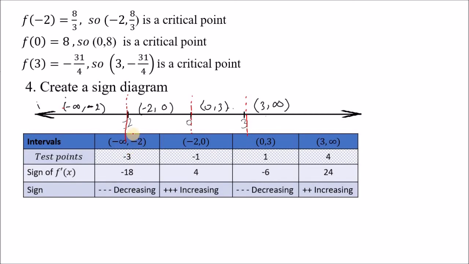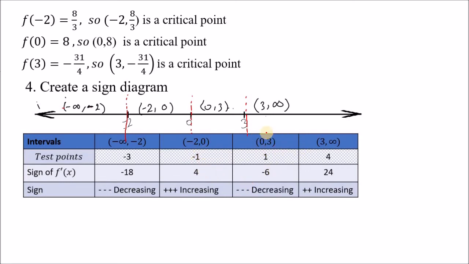So I want to choose a point that is inside of the interval negative infinity to negative 2. Negative 3 seems to be the biggest number there that I can use, and it's easy to use. I'm going to choose a number between negative 2 and 0. The only integer between them is negative 1. I don't want to choose fractions, of course.